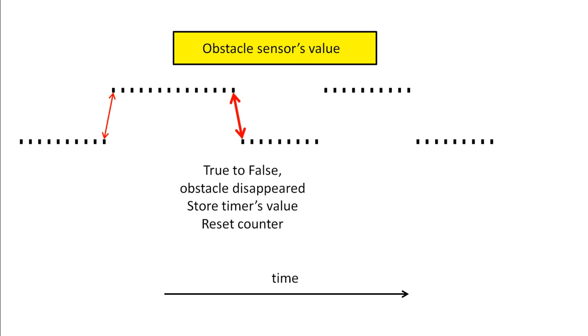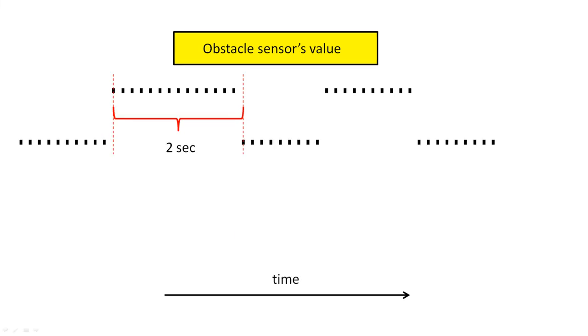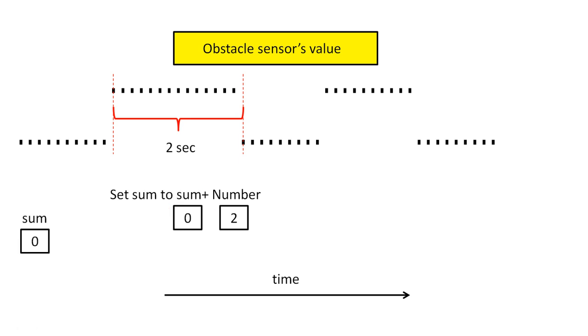The timer's value is now equal to the duration of the obstacle and we store it into a variable. To be consistent with the previously presented algorithm that produces the sum of many numbers, we name the variable in which the duration of the obstacle is stored, number. Now we can use the algorithm we already know to add this number to the sum of all numbers. In the end, the variable named sum will be equal to the total waiting time.